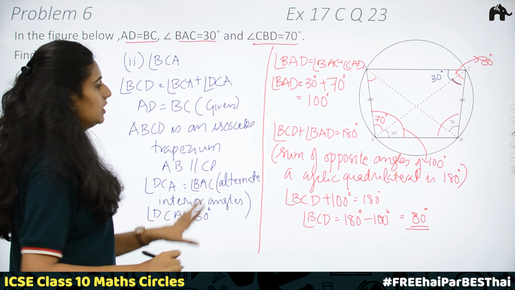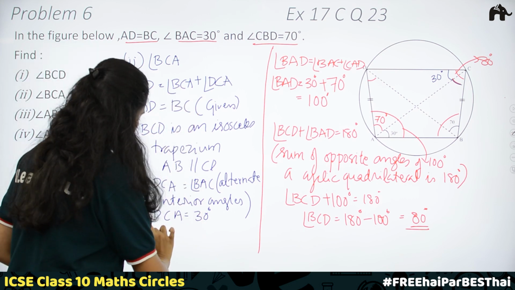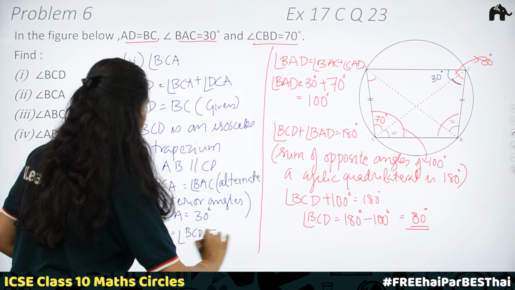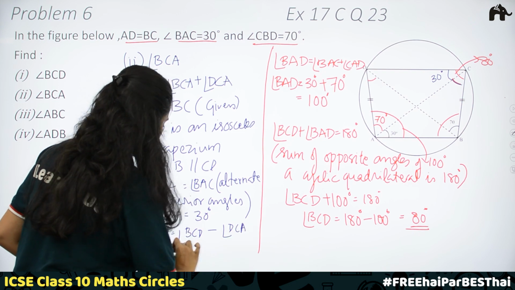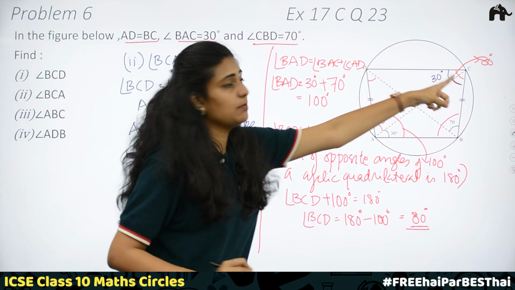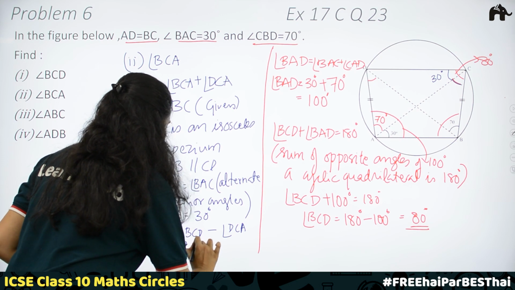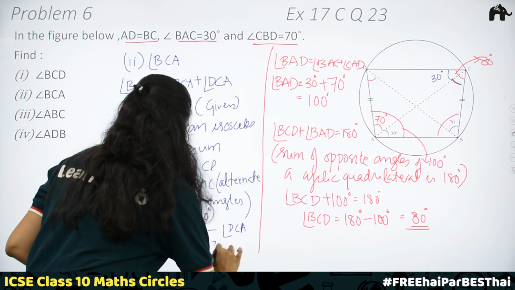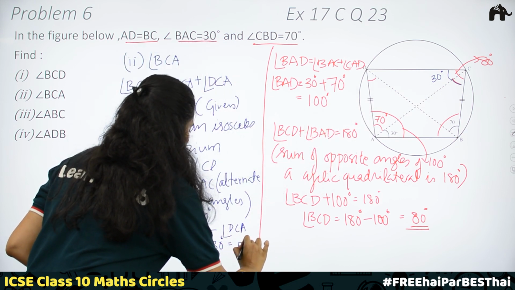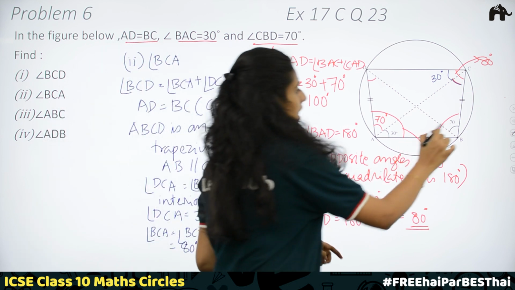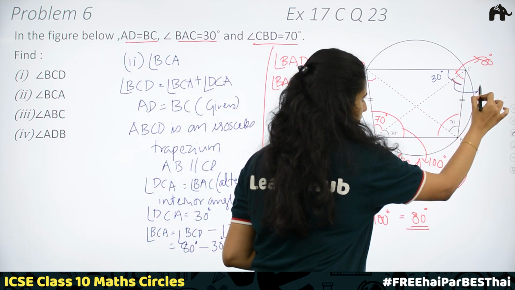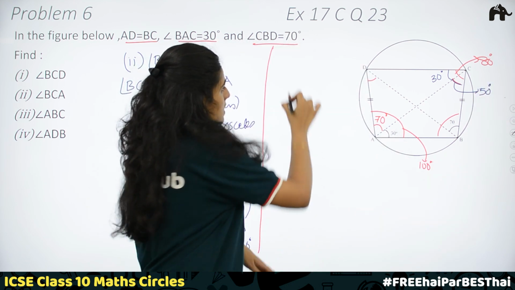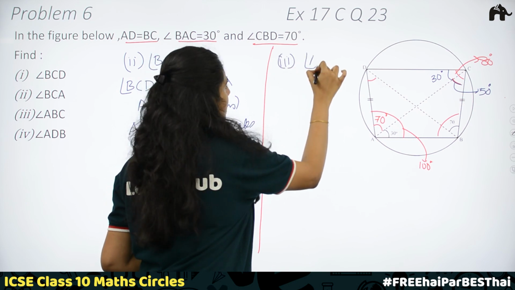If DCA is equal to 30 degrees, then what is BCA? Angle BCA is equal to angle BCD minus angle DCA. Put the values. BCD we have determined is equal to 80 degrees, minus DCA, this angle, which is 30 degrees. 80 minus 30 is 50 degrees. BCA, this angle, is 50 degrees. Clear?